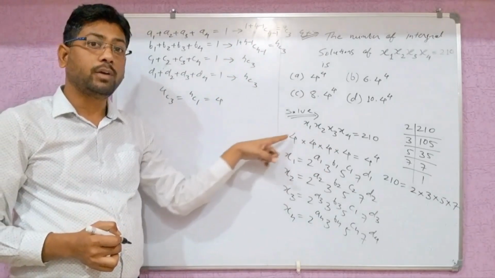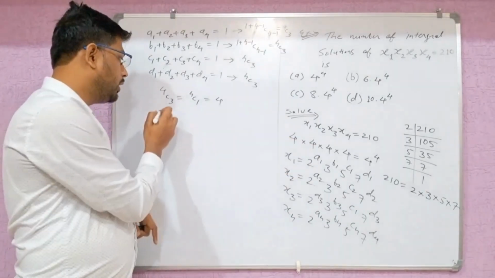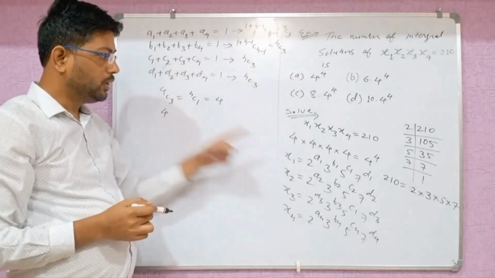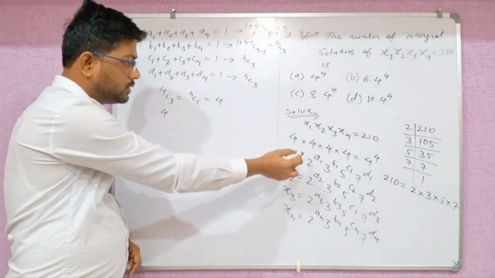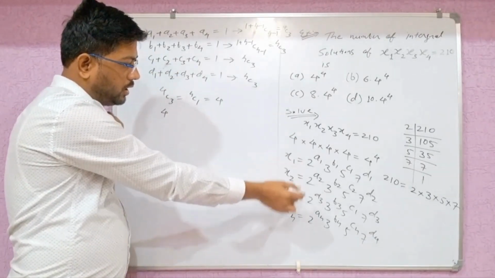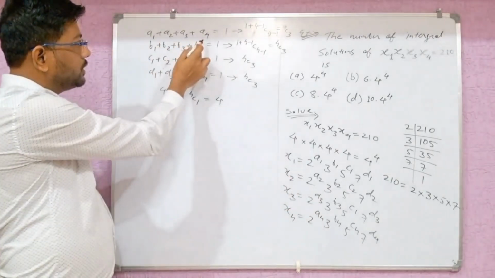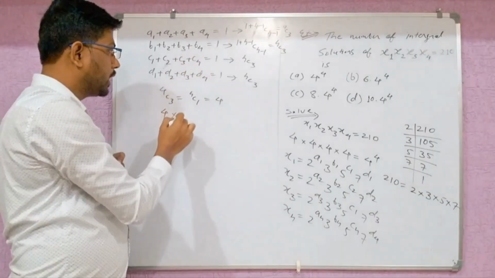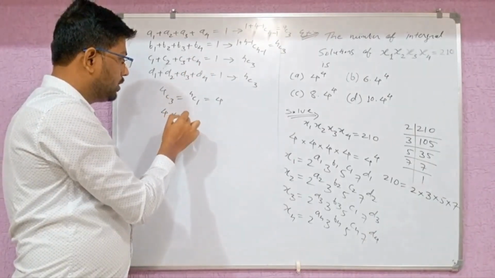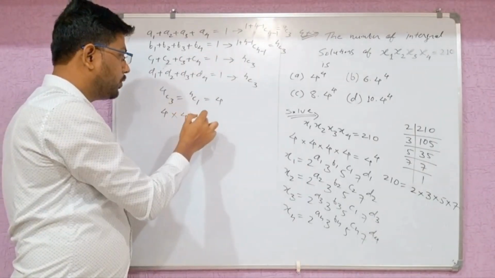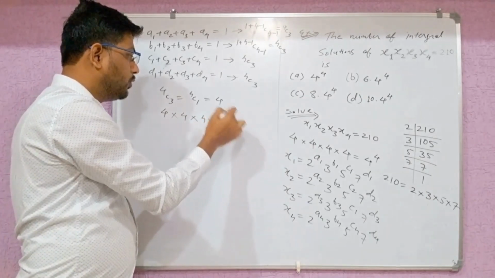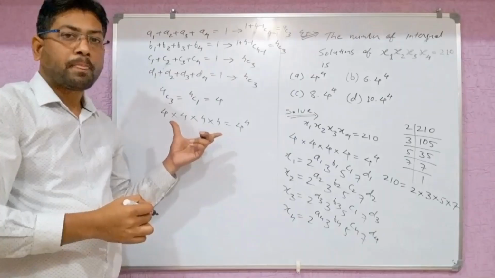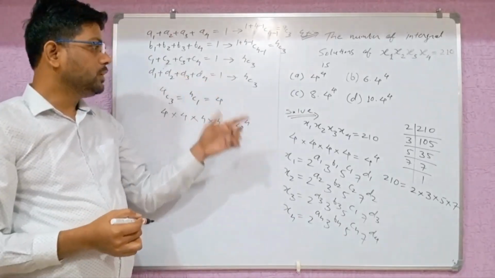That also I have written here directly. So from here also I'll get 4. For these values a1, a2, a3, a4, the solution of this equation will be 4. The solution of the second equation will be 4, third will be 4, and fourth will be 4. So this will be 4 to the power 4, the number of positive solutions of this equation.